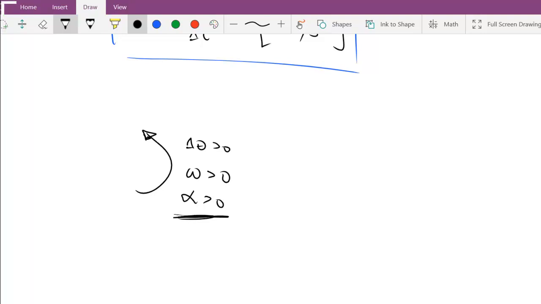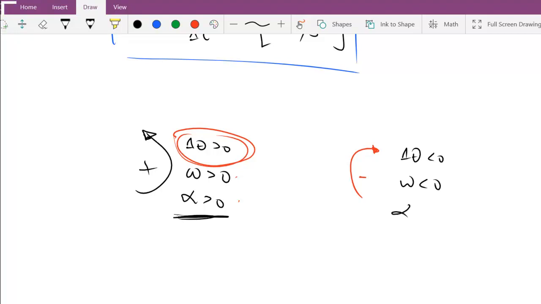So the positive direction is counterclockwise, and honestly, this all just comes from the fact that if delta theta is positive in the counterclockwise direction, clearly omega and alpha are as well. And for the negative direction, delta theta is negative here, omega is negative here, and alpha is negative here. So it's the same sign convention that we have for torque, in which counterclockwise is positive and clockwise is negative.